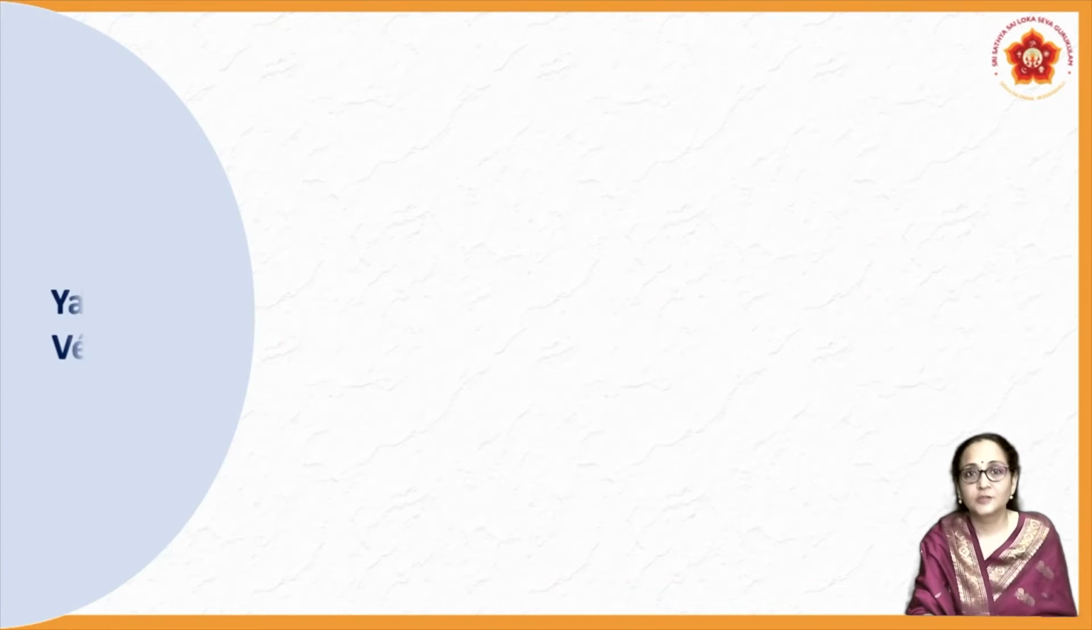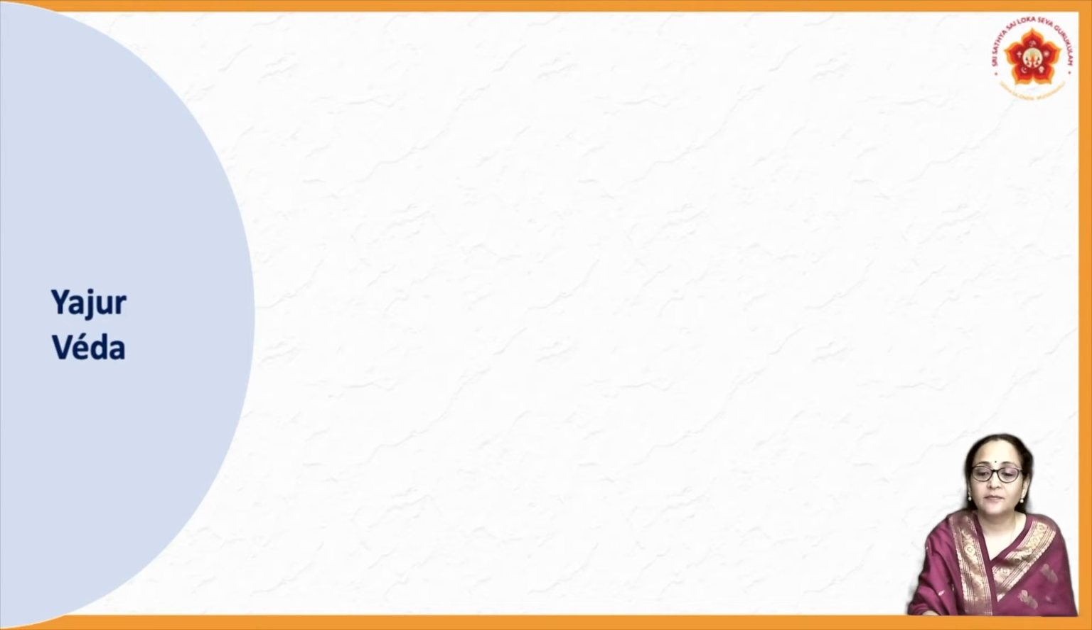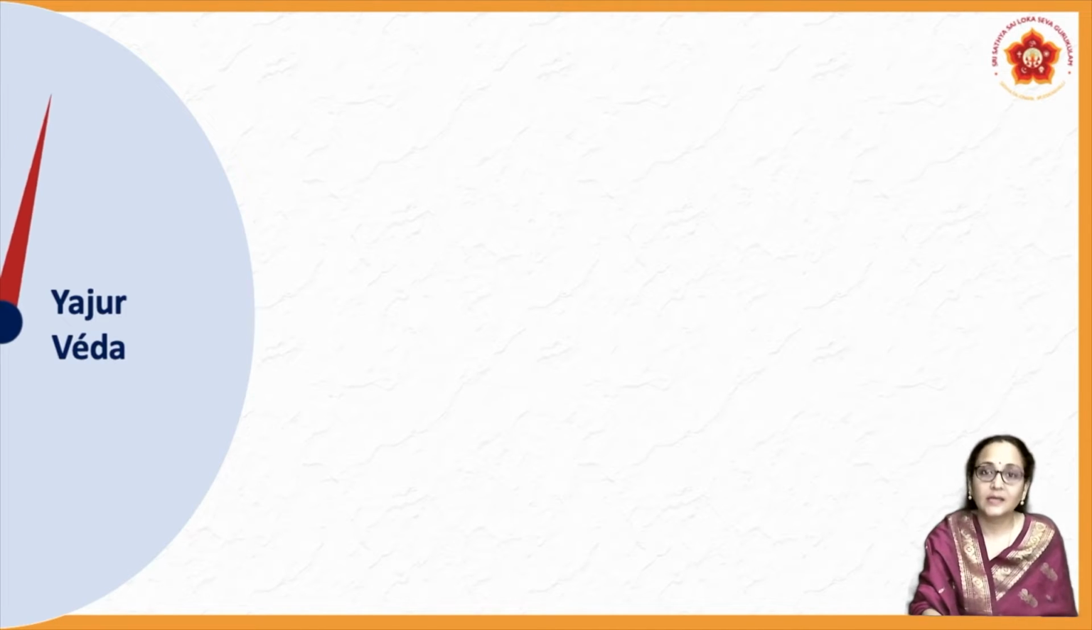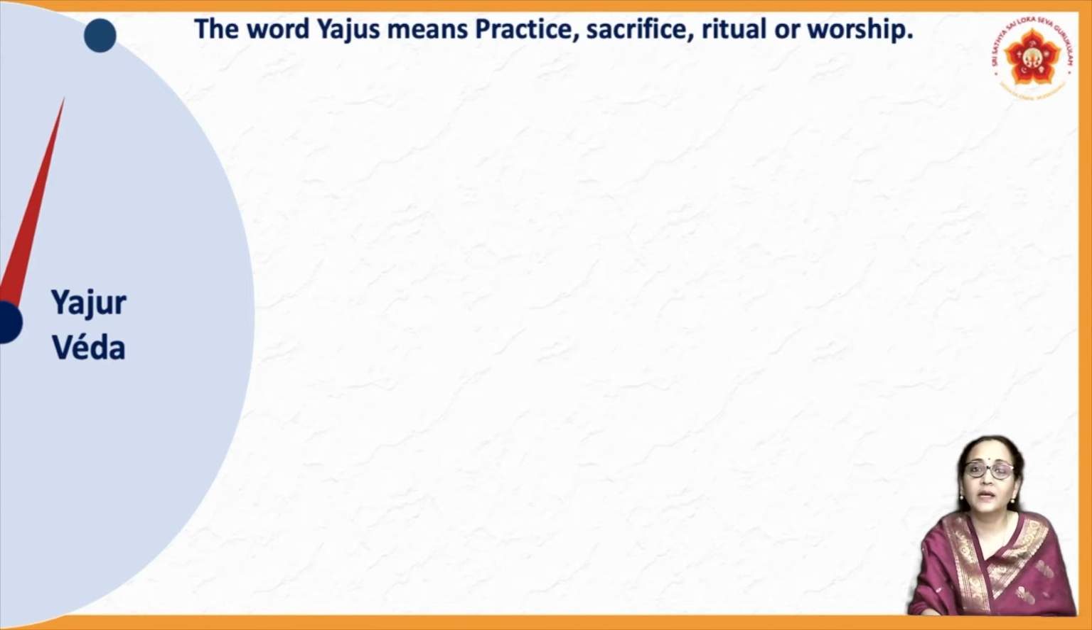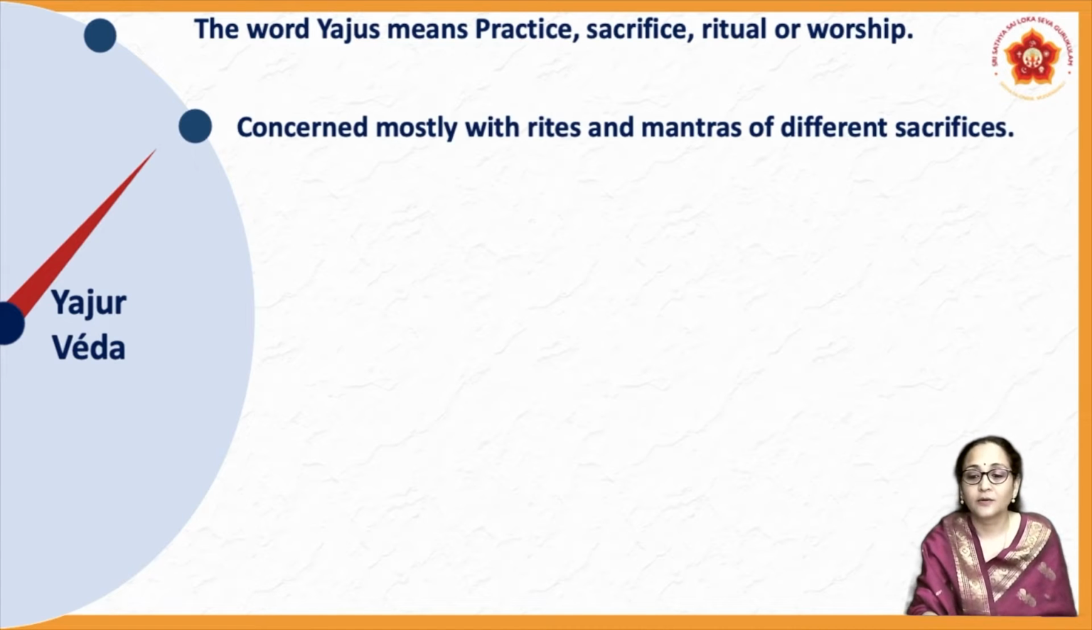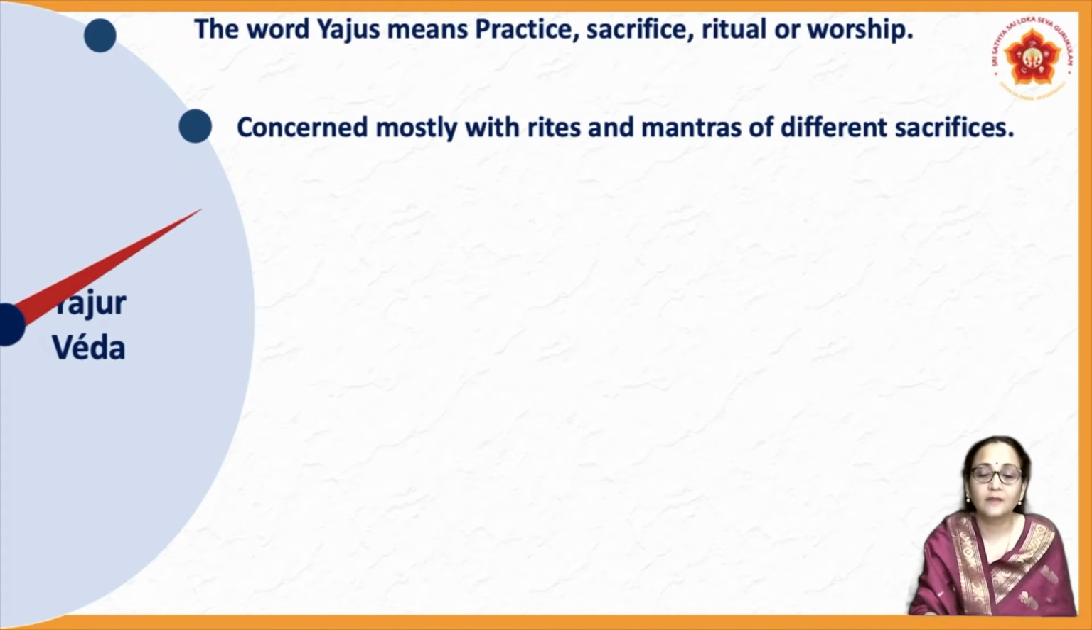Coming next is Yajur Veda. We see some key facts about Yajur Veda here. The word Yajur means sacrifice. Basically, fire sacrifices and the various forms of worship. It is mainly concerned with the procedures, rites and rituals, mantras for different types of sacrifices.